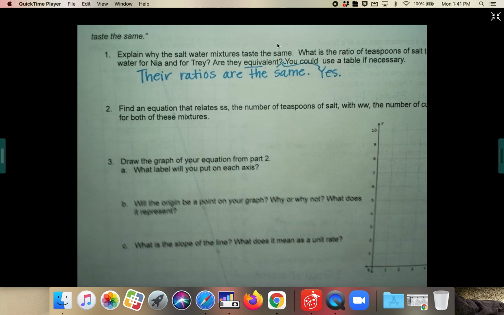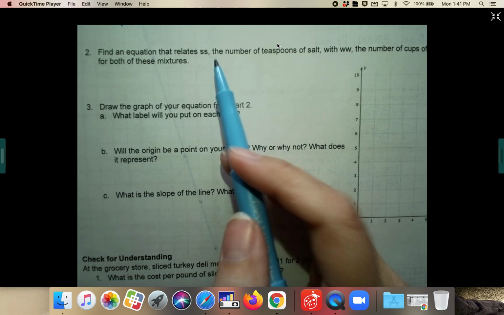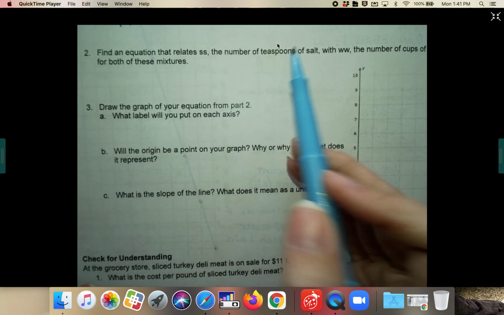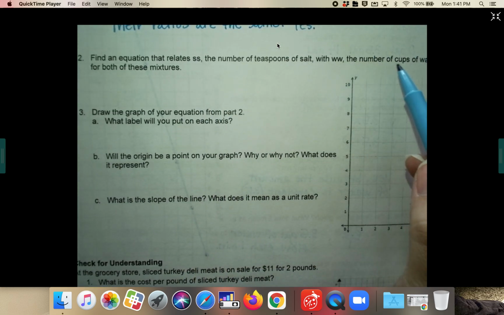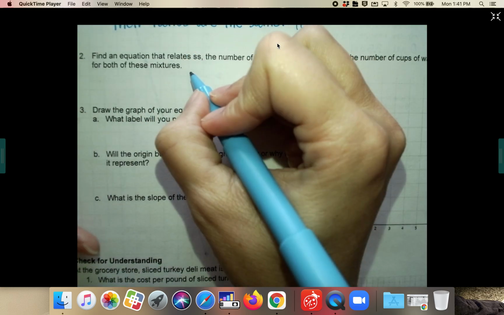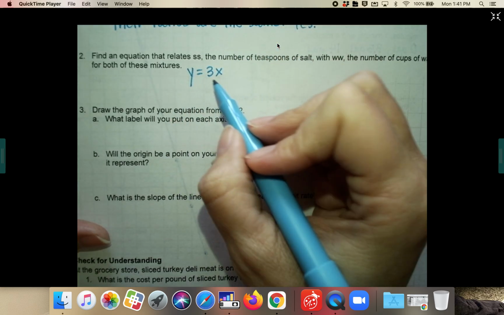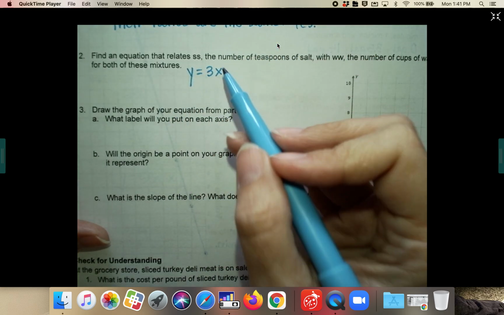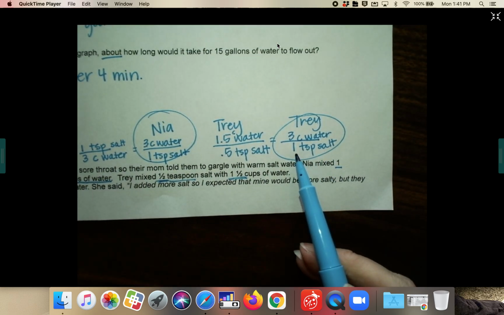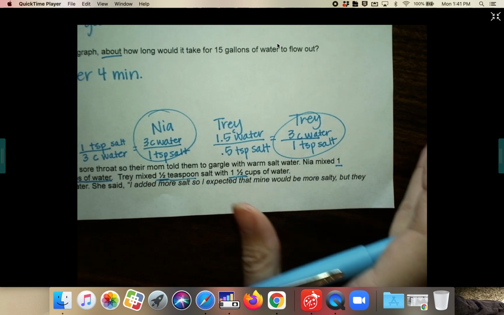Okay, number 2 says find an equation that relates S, the number of teaspoons of salt, with W, the number of cups of water, for both mixtures. So here's our equation. They're both y equals 3x. That's because, we can just look at it right here, per every 1 teaspoon of salt, we added 3 cups of water. 3 cups per 1 teaspoon of salt.